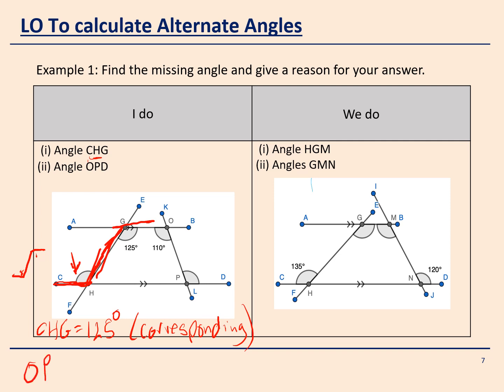OPD. We go to O, down to P, across to D, and we're looking for this angle here. What is that corresponding to? This line here cuts that K to L line, that cuts the two parallel lines, as an alternate side, so it's 110 degrees, and the reason is corresponding. Use that example to do the we do. Pause the video.